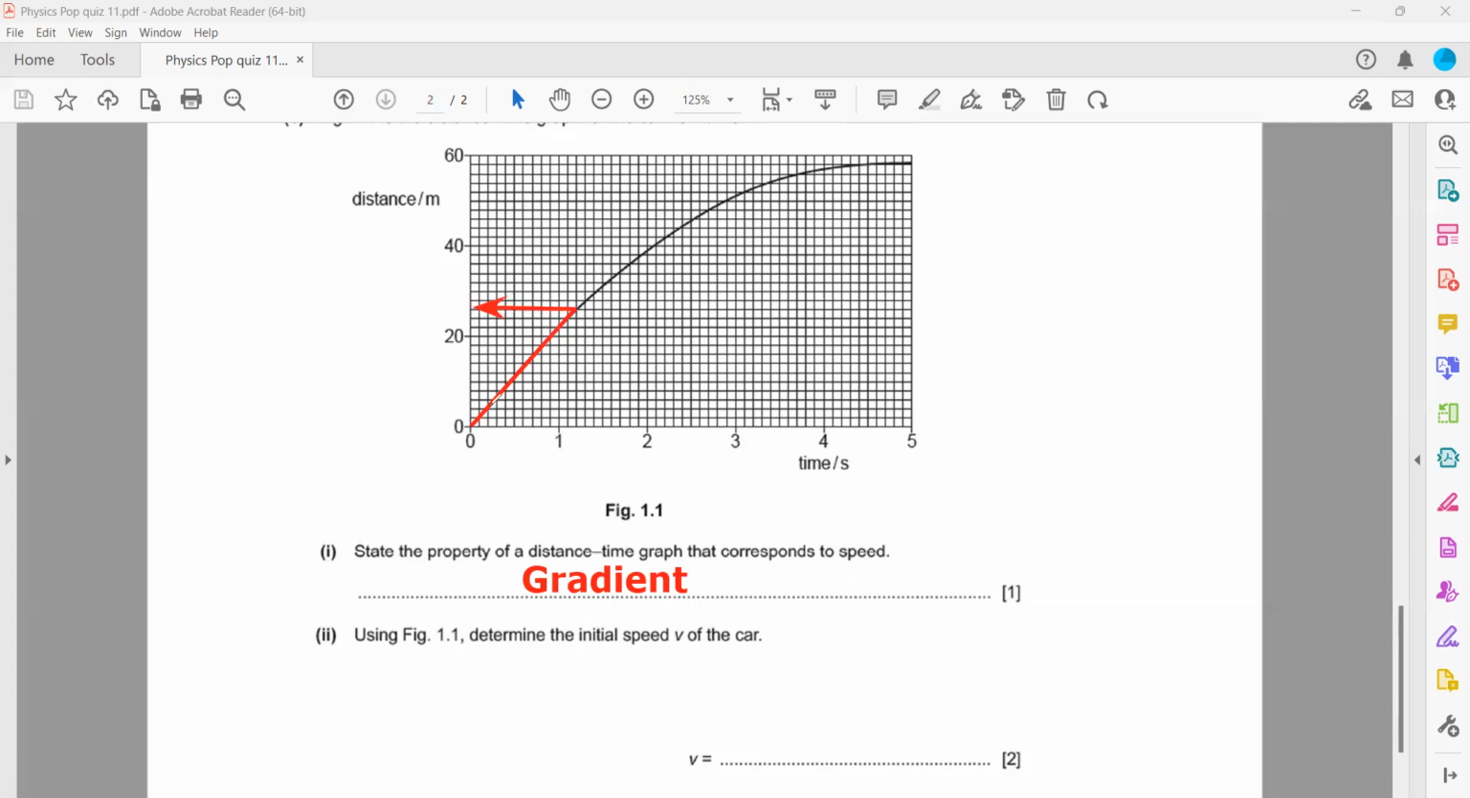So here 10 boxes equals 20, so each box is representing 2. So this will be 22, 24 and 26, so this is 26. And here we have 1 and 2. So 10 boxes equals 1, so each box is 0.1. So this is 1.2. If you want to determine the speed here for a straight region, we can use the formula distance over time, or we can find the gradient. So the speed is 26 divided by 1.2. This will give us the speed at which this car is moving.